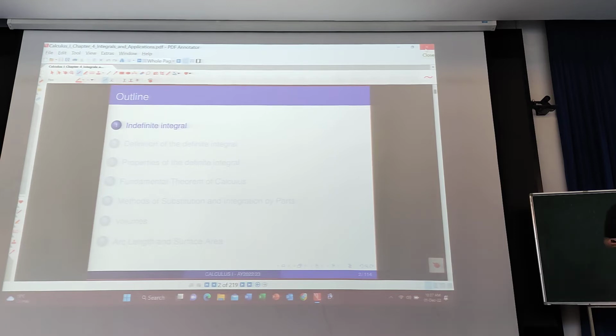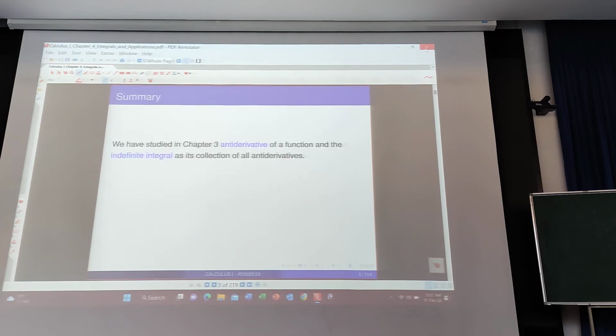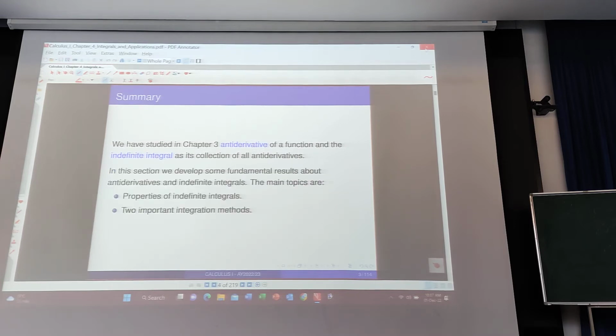Indefinite integral. We already talked about it last week. In Vietnamese, it is tích phân bất định, right? So, the indefinite integral is a collection of all antiderivatives of a given function, right? So now, we develop some fundamental results related to that. And actually it came from the derivative, because antiderivative is the process opposite to the derivative one.